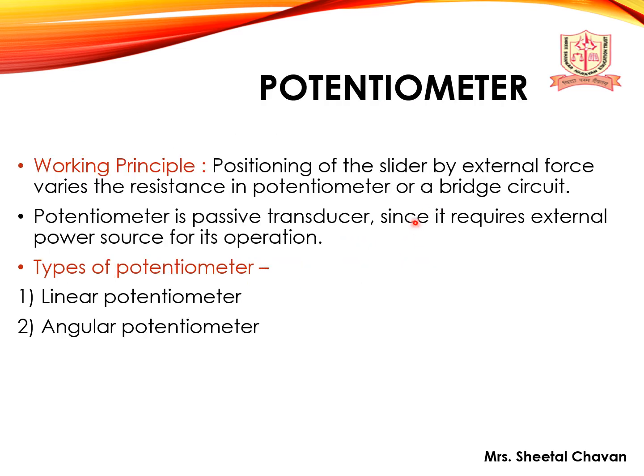The next point is potentiometer. The working principle of a potentiometer is that positioning of a slider by external force varies the resistance in a potentiometer or a bridge circuit. Potentiometer is a passive transducer since it requires an external power source for its operation. Then types of potentiometer are linear and angular potentiometer.